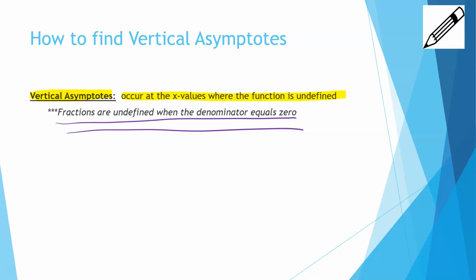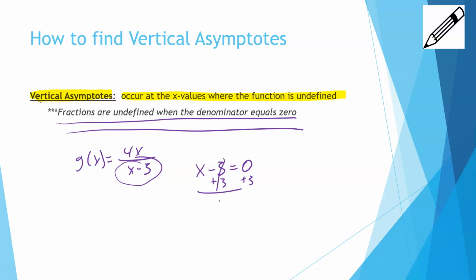That's important because with that example we just looked at, it started as g of x equals 4x over x minus 3. We're saying that the vertical asymptote happens when this fraction is undefined. Well, we know a fraction is undefined when the denominator equals 0. So if x minus 3 equals 0, then the vertical asymptote is at x equals 3.